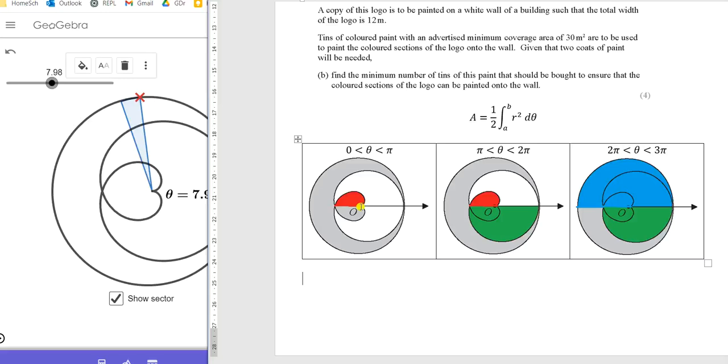As theta varies between 0 and pi, we're going to trace out this red area here. As theta varies between pi and 2 pi, we're going to get this green area, which you'll notice also includes a part which would be inside that smaller section. But then between 2 pi and 3 pi, we get this entire top half of the outer shape. And that overlaps with the two parts in the middle as well.